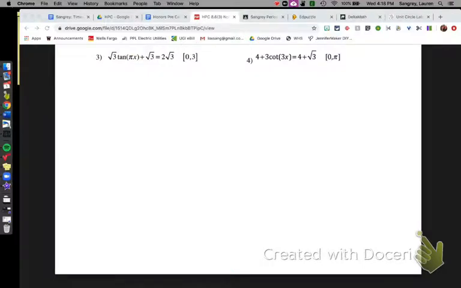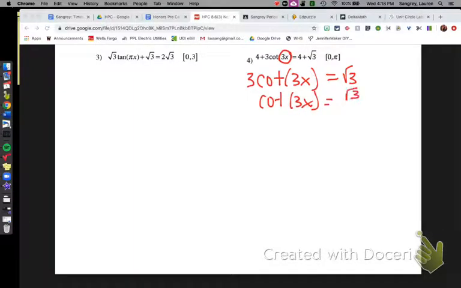Okay, number 4, the argument is just a 3x, so this should be similar to what we did in the first video. We need to get cotangent by itself. So the first thing I'm doing is subtracting 4 from both sides and then dividing by 3. And then this is cotangent, so we need to use the reciprocal function, which is tangent, and we need to take the reciprocal. And if I rationalize, this will become root 3.